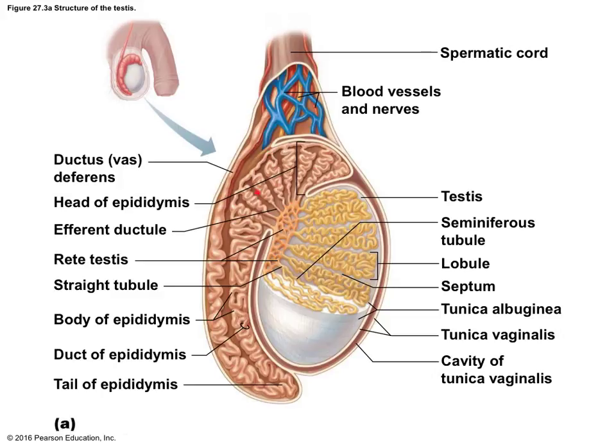From here, the sperm is going to travel from the head into the body and then into the tail of the epididymis. And so it hangs out here until it's ready for ejaculation from the body, and then it's going to move upward through the ductus deferens into the pelvic cavity and back out again.